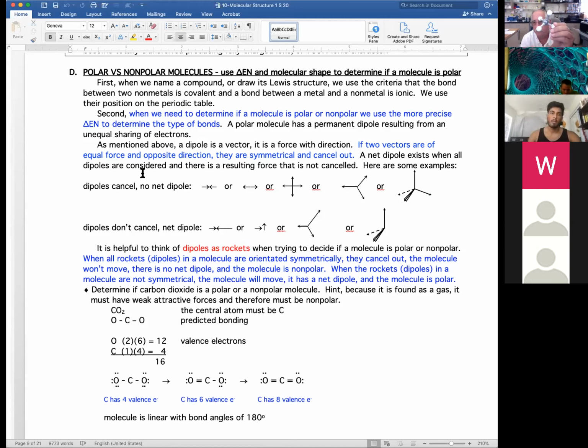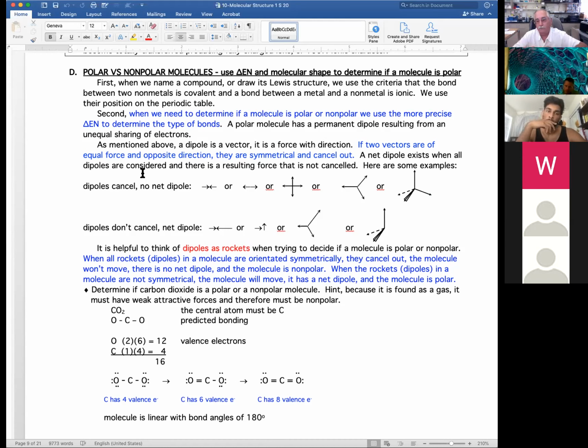So what about this one? Say all four of these were rockets. If I fire all four of these rockets, where's it going? Nowhere. This is a symmetrical molecule. It's never going to be a polar molecule.